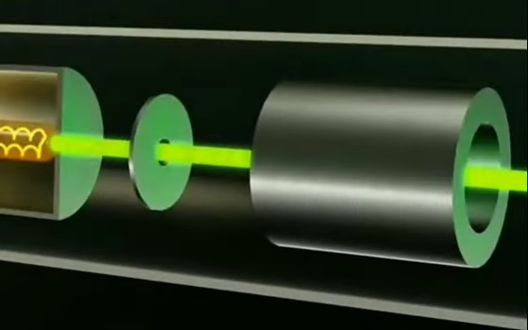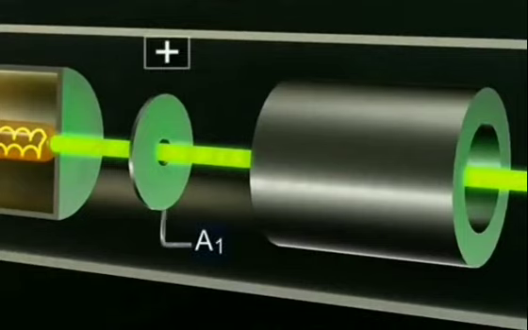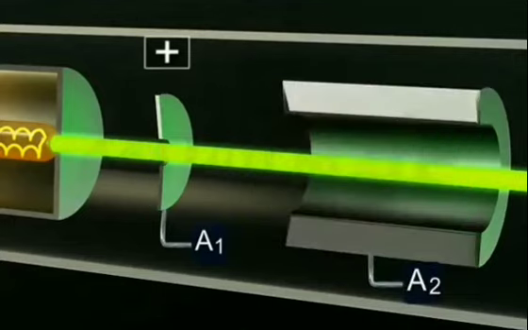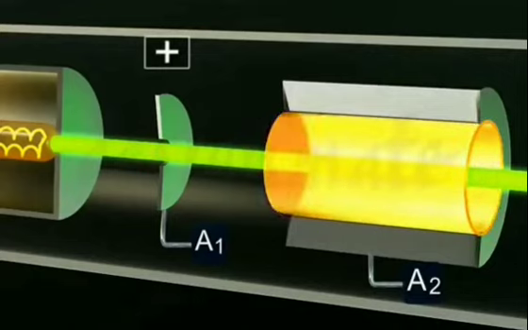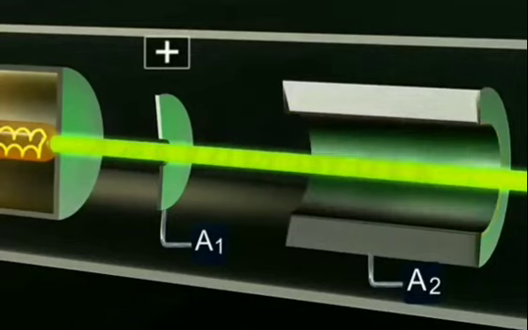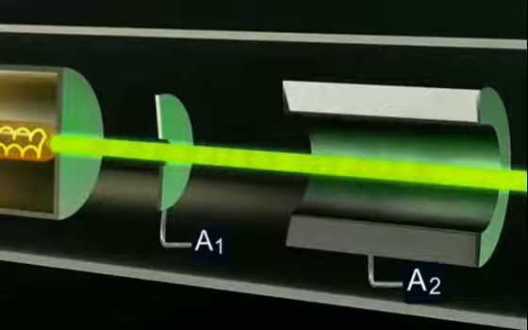This electron beam is then accelerated by means of anode A1, in the form of a plate with a central hole. Another cylindrical anode, A2, is kept to focus the beam further. This anode is kept at a lower potential than that of anode A1.